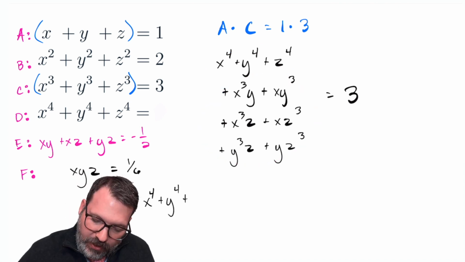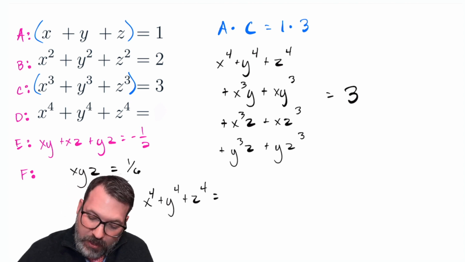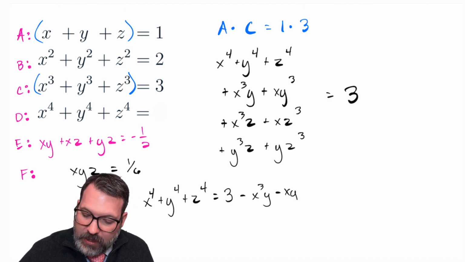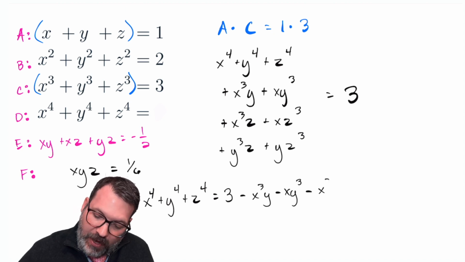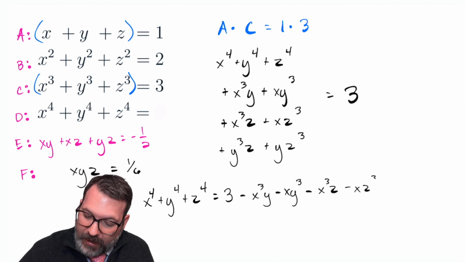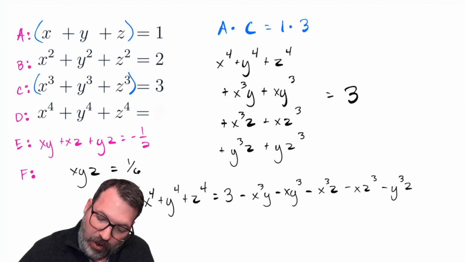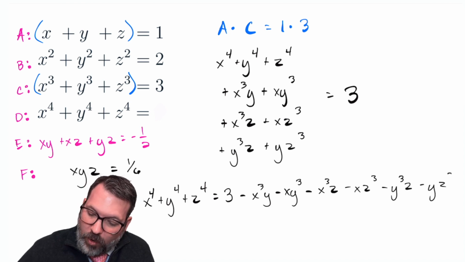This would be the same thing as saying x to the fourth plus y to the fourth plus z to the fourth equals 3 minus x cubed y minus xy cubed minus x cubed z minus xz cubed minus y cubed z minus yz cubed.